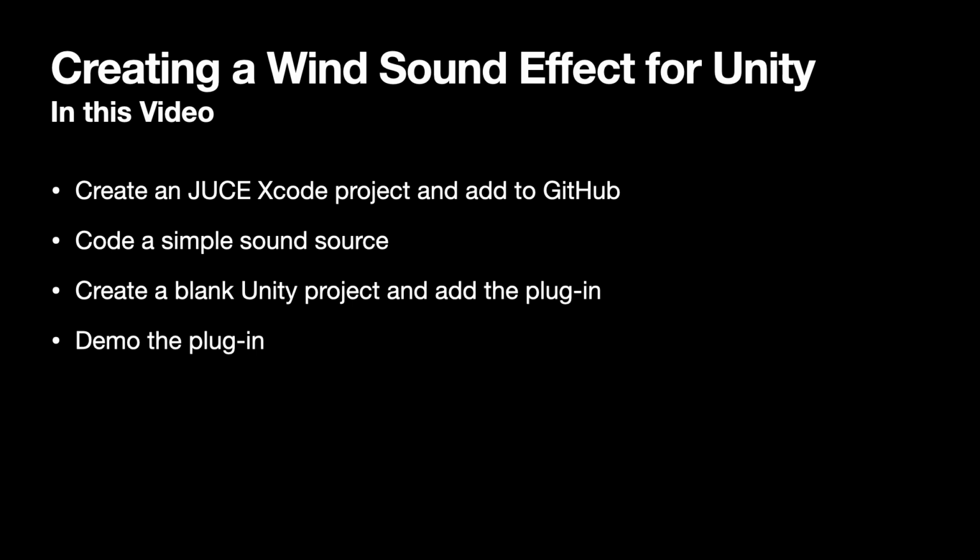In this video, I'm going to create a JUCE XCode project, add it to Github, and code a simple bandpass filtered sound source. This is going to be really useful to create a wind effect. We'll test that sound source, and we'll create a blank Unity project and add the plugin. And then I'll demo the plugin in Unity. So that's what we're going to be doing today.